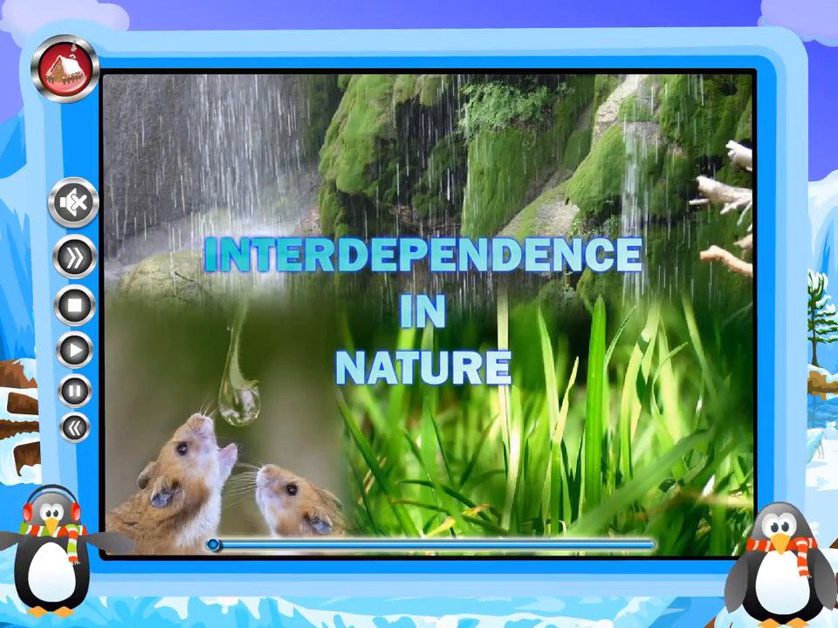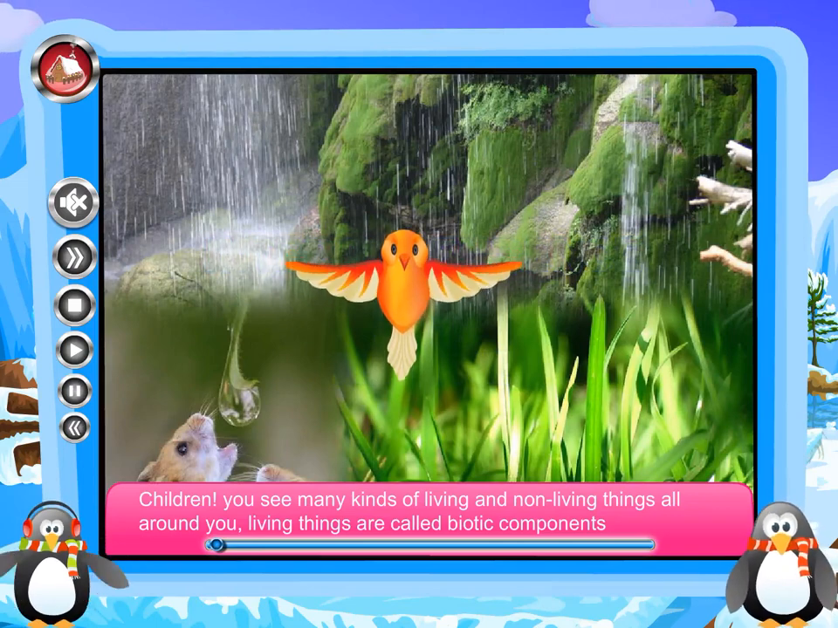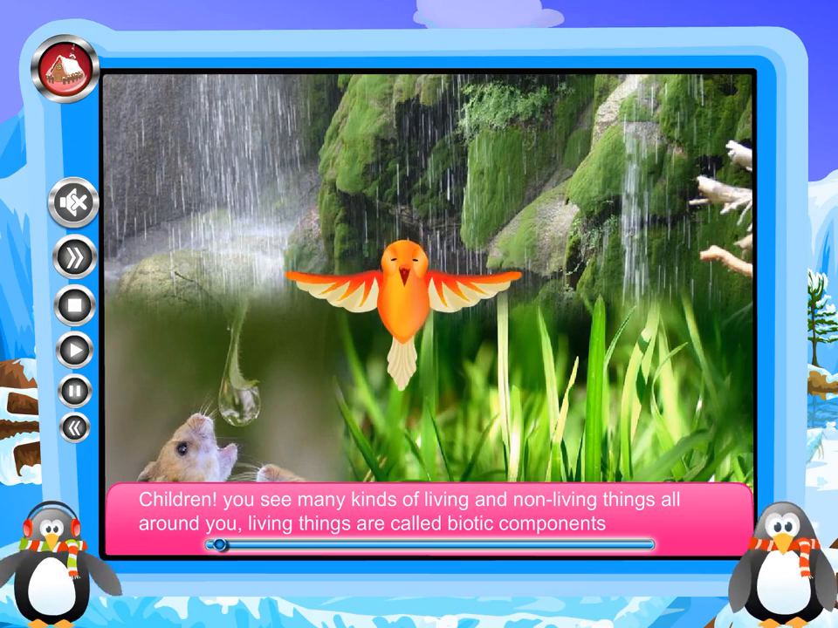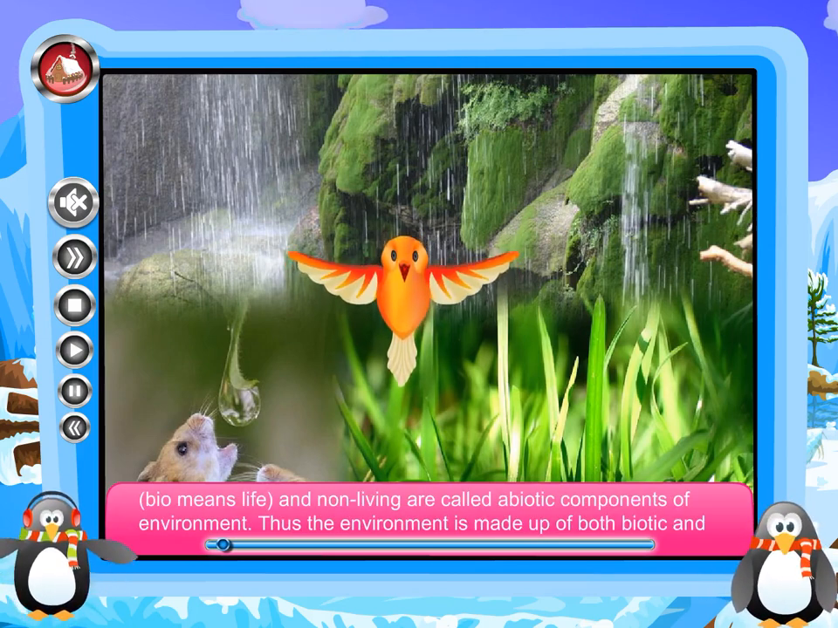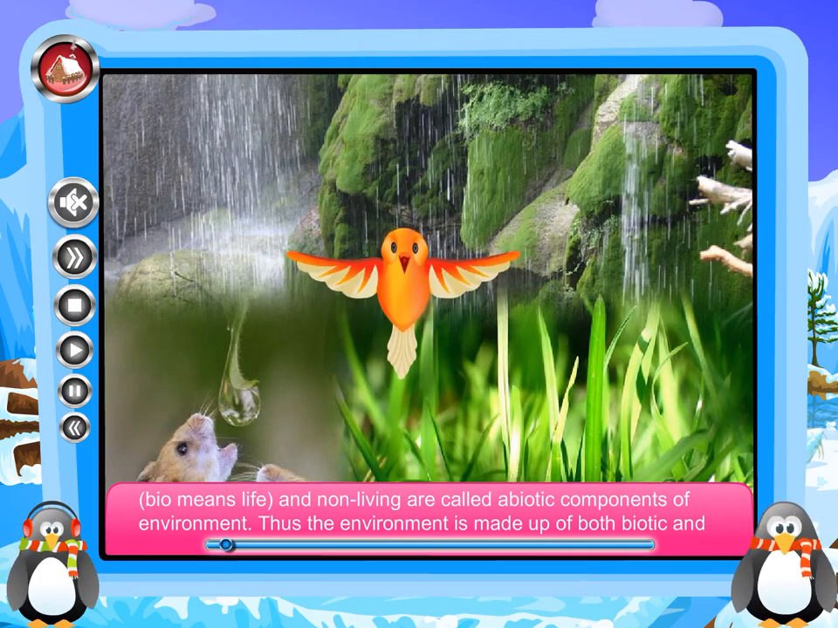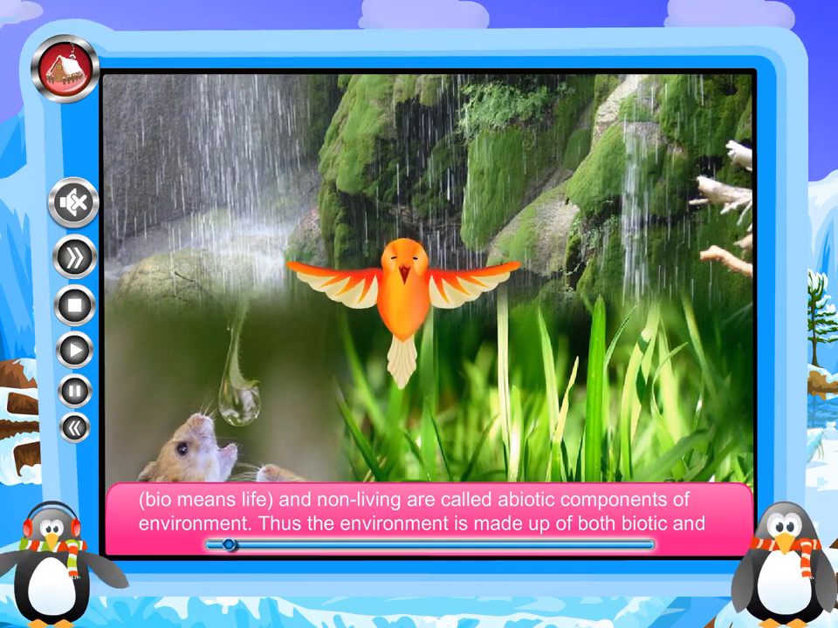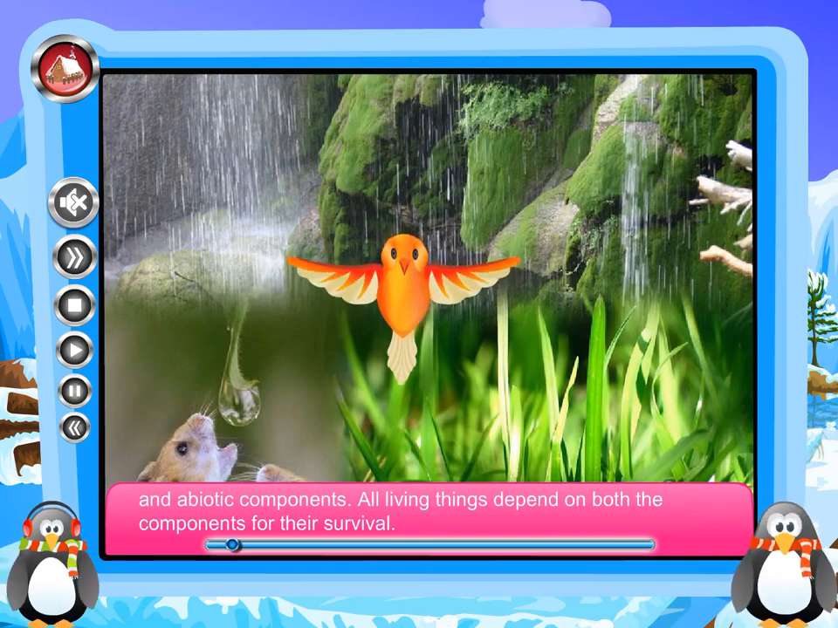Chapter 13. Interdependence in Nature. Children, you see many kinds of living and non-living things all around you. Living things are called biotic components. Bio means life. And non-living are called abiotic components of environment. Thus, the environment is made up of both biotic and abiotic components.